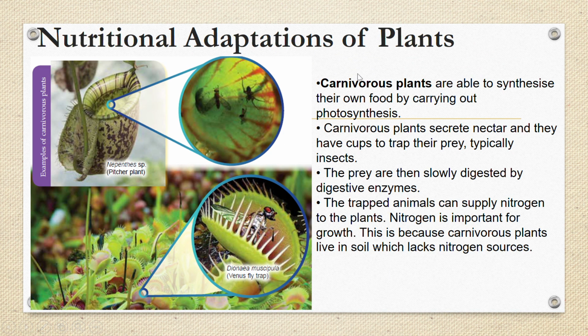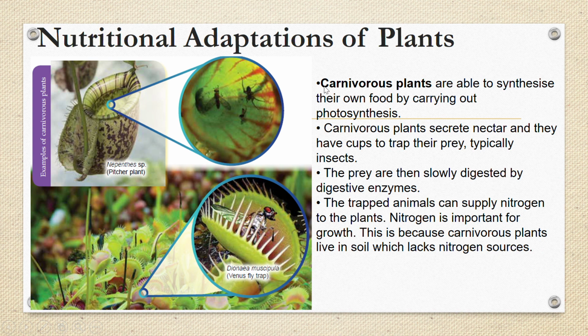Okay, the third type is the carnivorous plants. Also, you can see a lot of green over here, which means they are able to synthesize their own food by carrying out photosynthesis as well. But why do we call them carnivores? Because they trap prey. Carnivorous plants secrete nectar, and they have traps like this Venus flytrap, to trap the prey, typically insects.